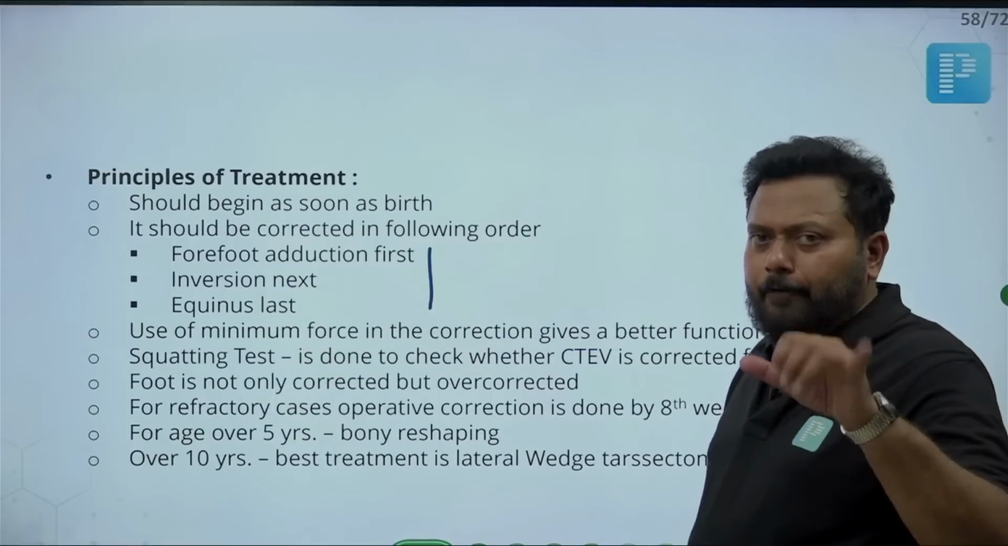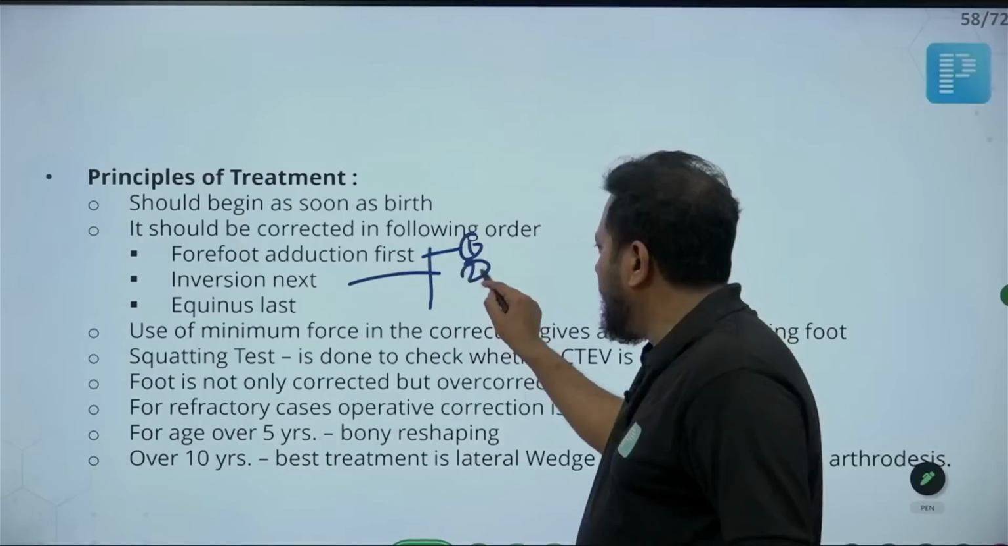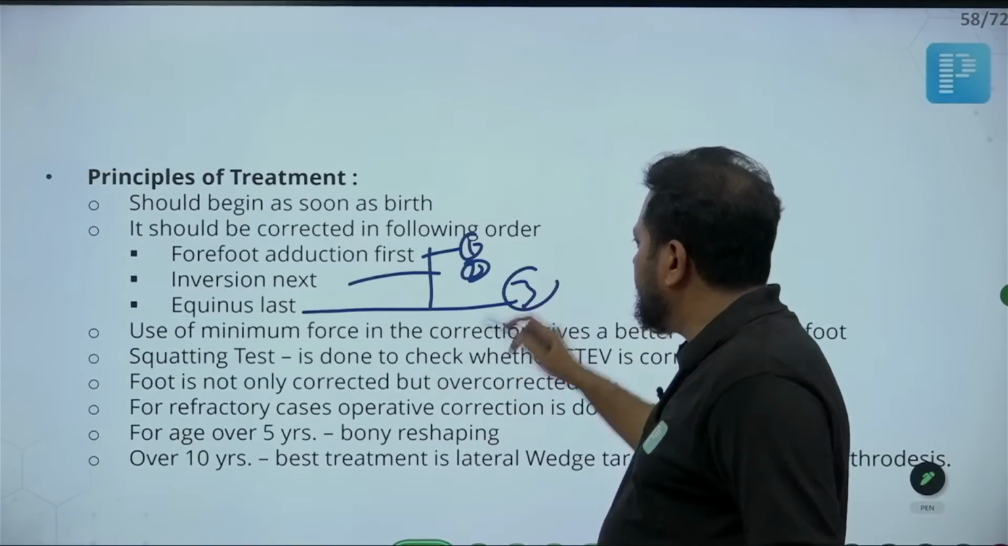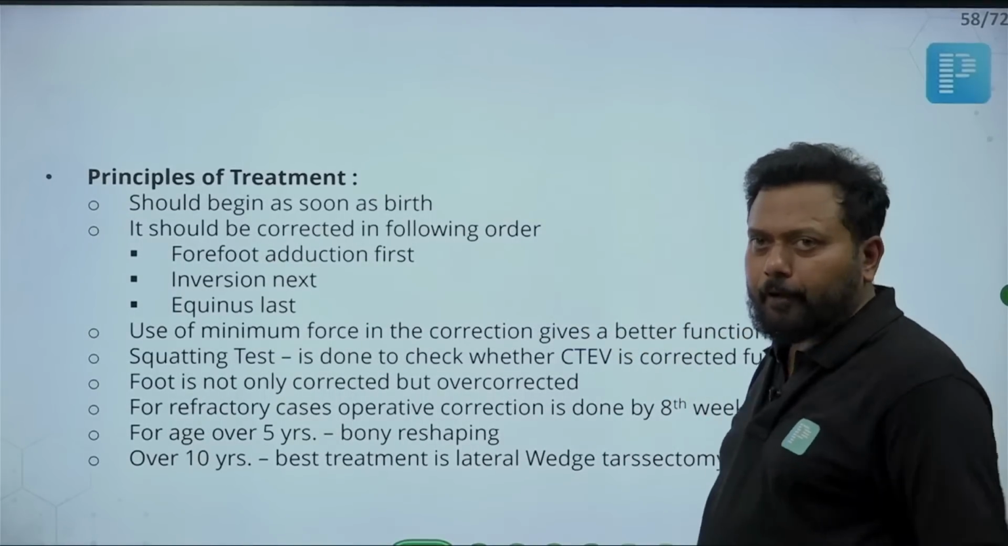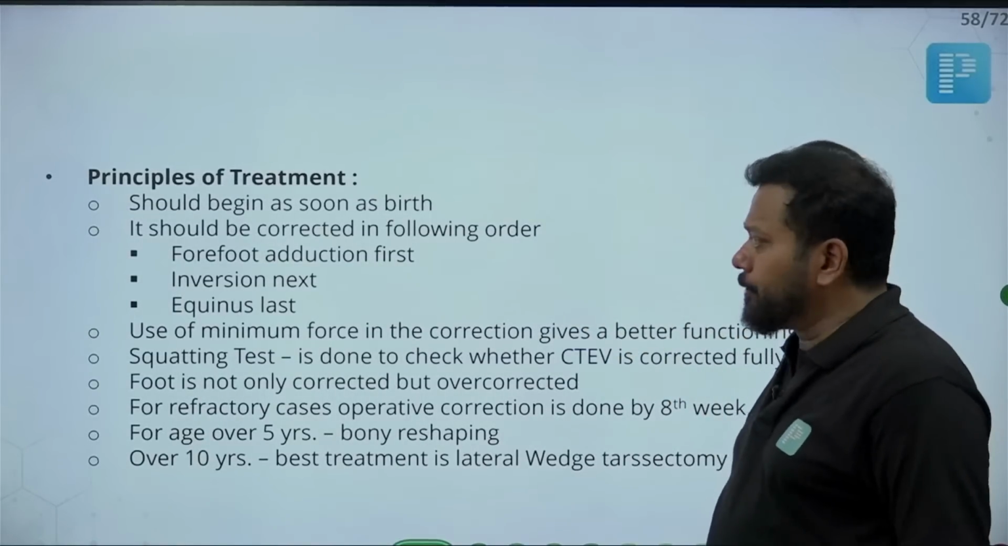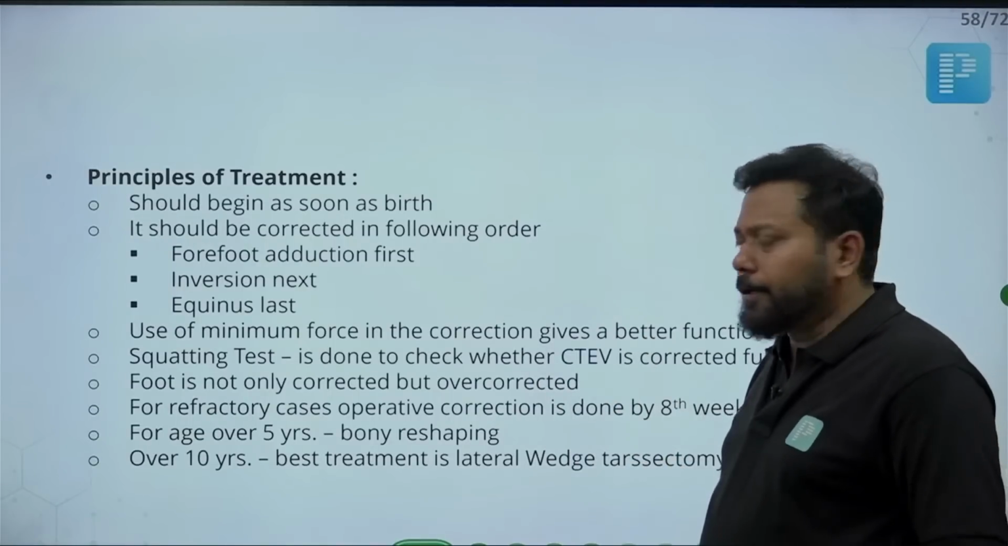Forefoot adduction is corrected first, inversion next, equinus last. First, second, and this is last, third. When you change the order, it will end up in a catastrophe.